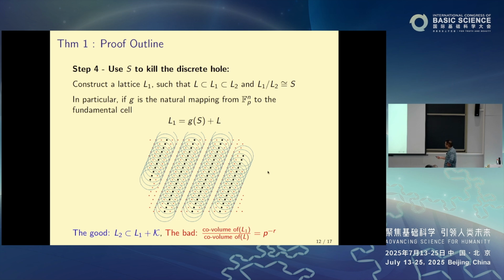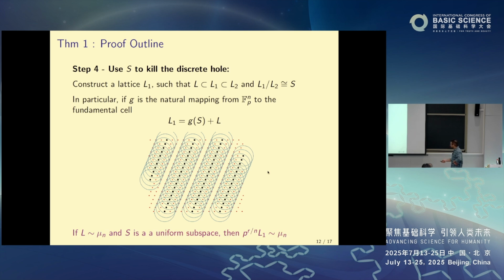The bad thing is that the covolume of my new lattice L1 is now smaller than 1, right? I started with L that had unit covolume, but now I added P to the R points inside each fundamental cell. So the new covolume is P to the minus R.